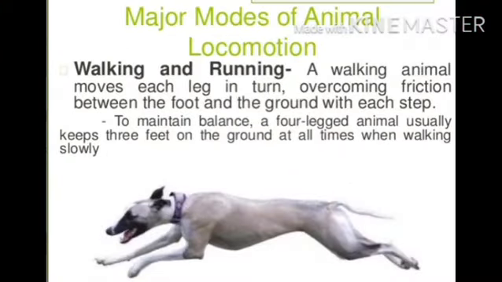Now the next is walking or running. A walking animal moves each leg in turn, overcoming friction between the foot and the ground with each step. To maintain balance, a four-legged animal usually keeps three feet on the ground at all times when walking slowly.